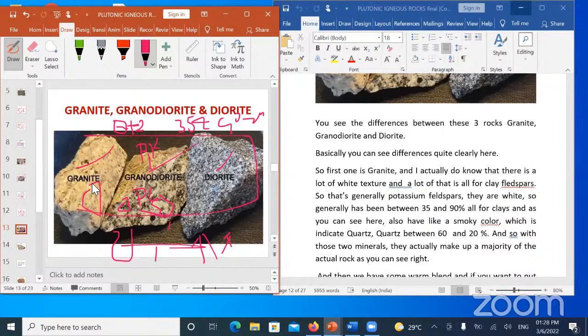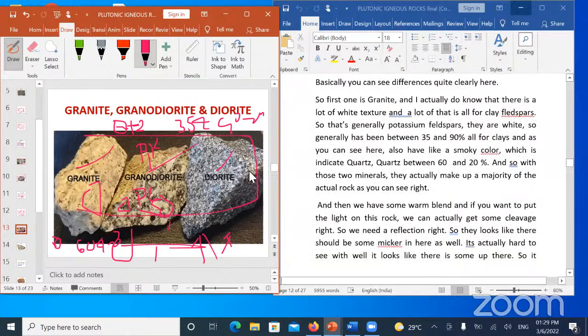Also, it has a smoky color, right? Smoky color. What does that indicate? Quartz. That is quartz between 60 and 20%, right? With those two minerals, they actually make up a majority of the rock, as you can see here on the right side.